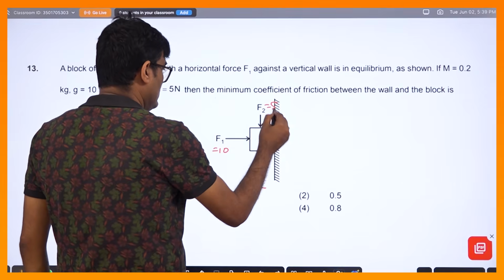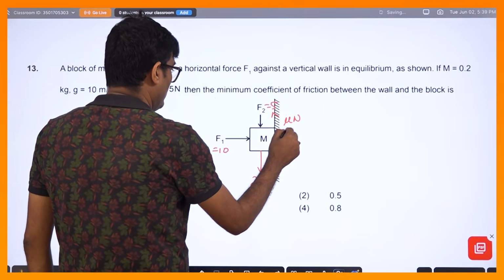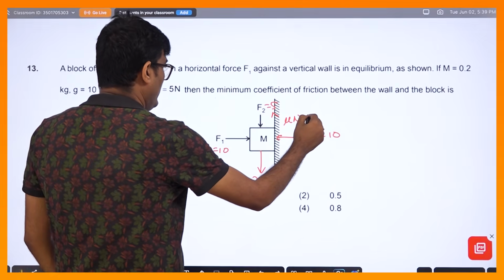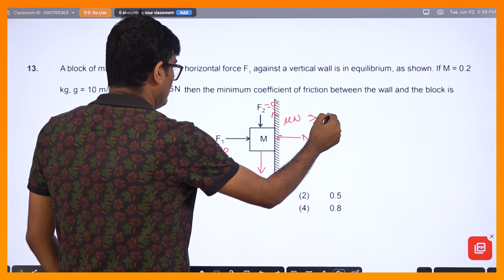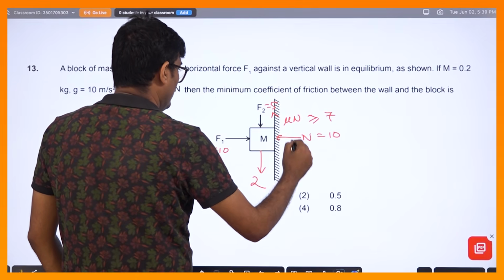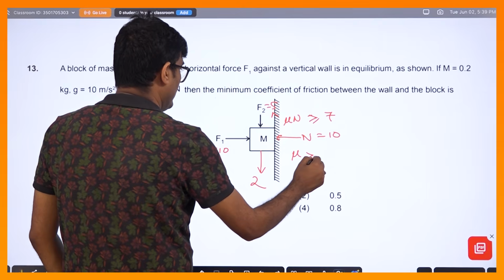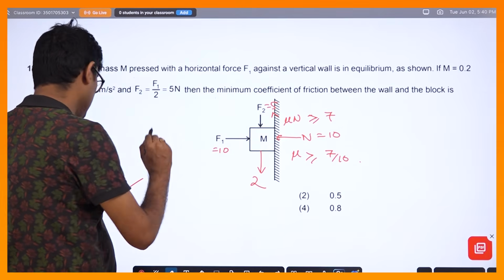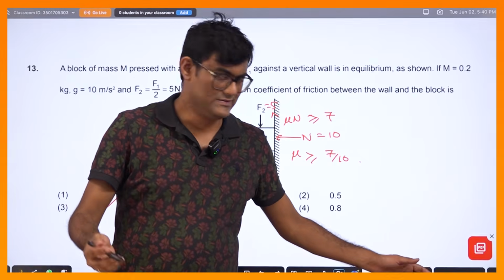If it is mu, then mu into n. Now n is balancing this 10 Newton also. Mu into n should be greater than or equal to 7, right? So the answer for mu should be greater than or equal to 7 by 10. 0.7 would be the correct answer for this question. Okay, very simple question.